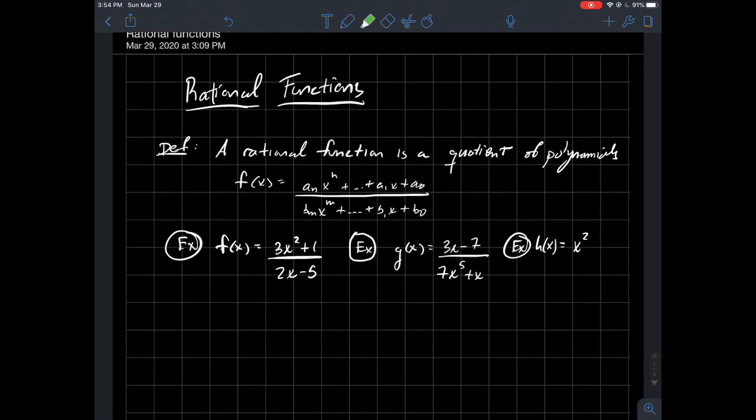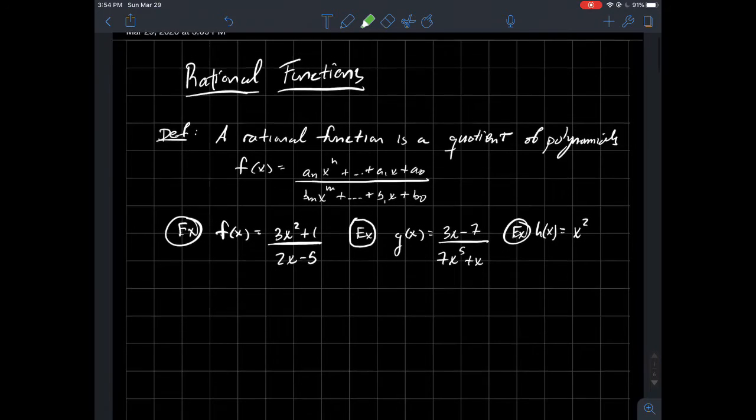Now, the last one here, what if I just took x squared here? Well, if you think about that, it's the same thing as x squared over 1, and a constant is a perfectly good polynomial. So polynomials and constants are all examples of this more general thing called rational functions. Just like integers are really fractions, if you think about it, 1 is an okay denominator.